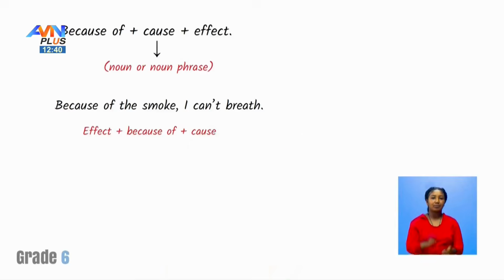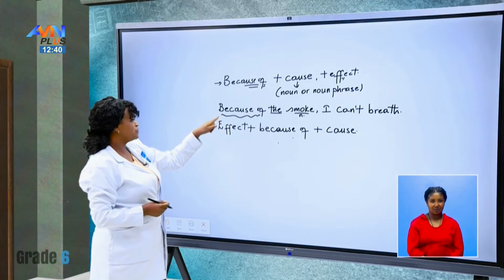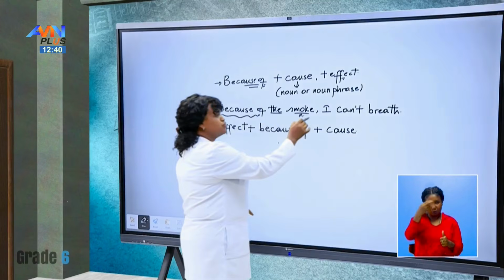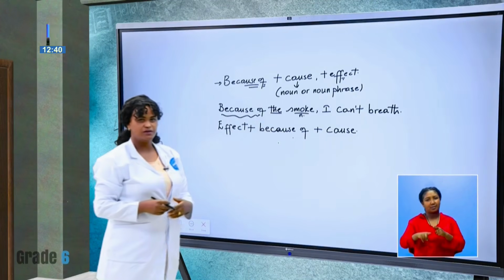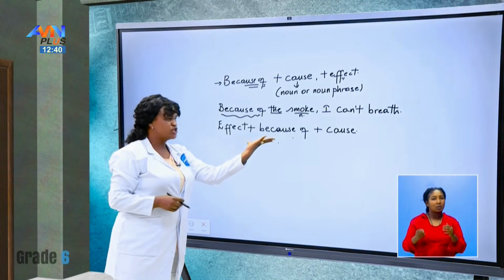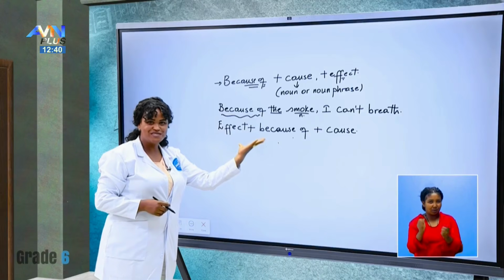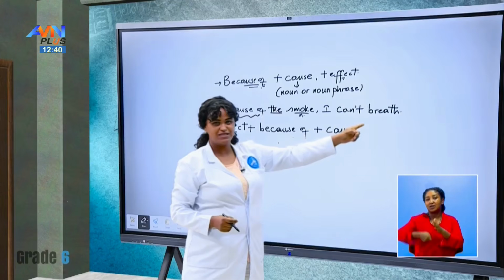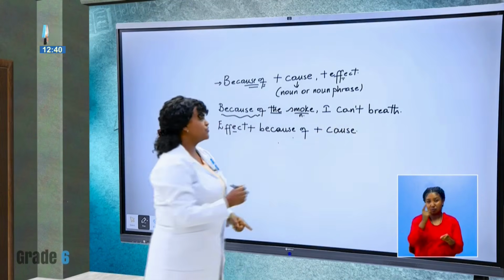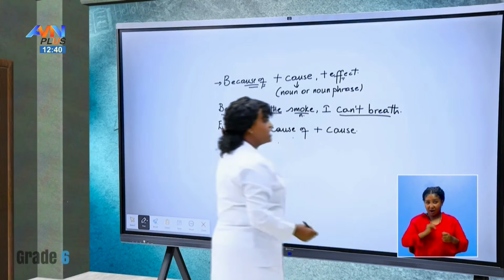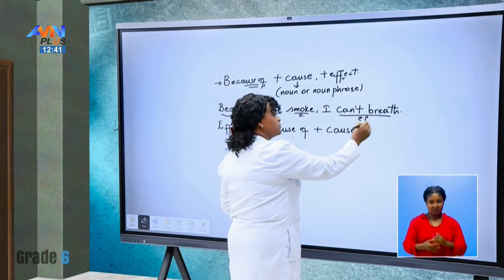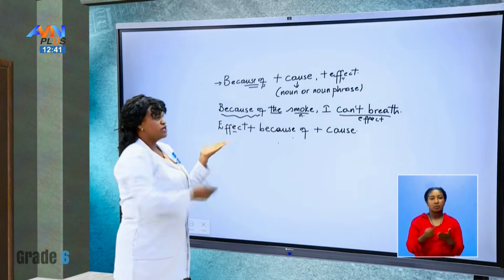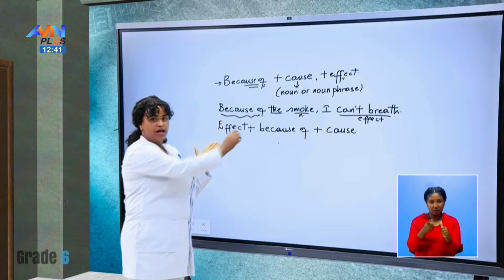Let us change this sentence. On the first pattern, we start with "because of," right? So, what do we say? Because of the smoke, I can't breathe. How about if we change it in this pattern? How do we say? Let us begin with the effect. Which one is the effect in this sentence? I'm sure most of you say, I can't breathe, right? I can't breathe is the effect. Yes? So, to come up to this pattern, we start or we begin with, I can't breathe.